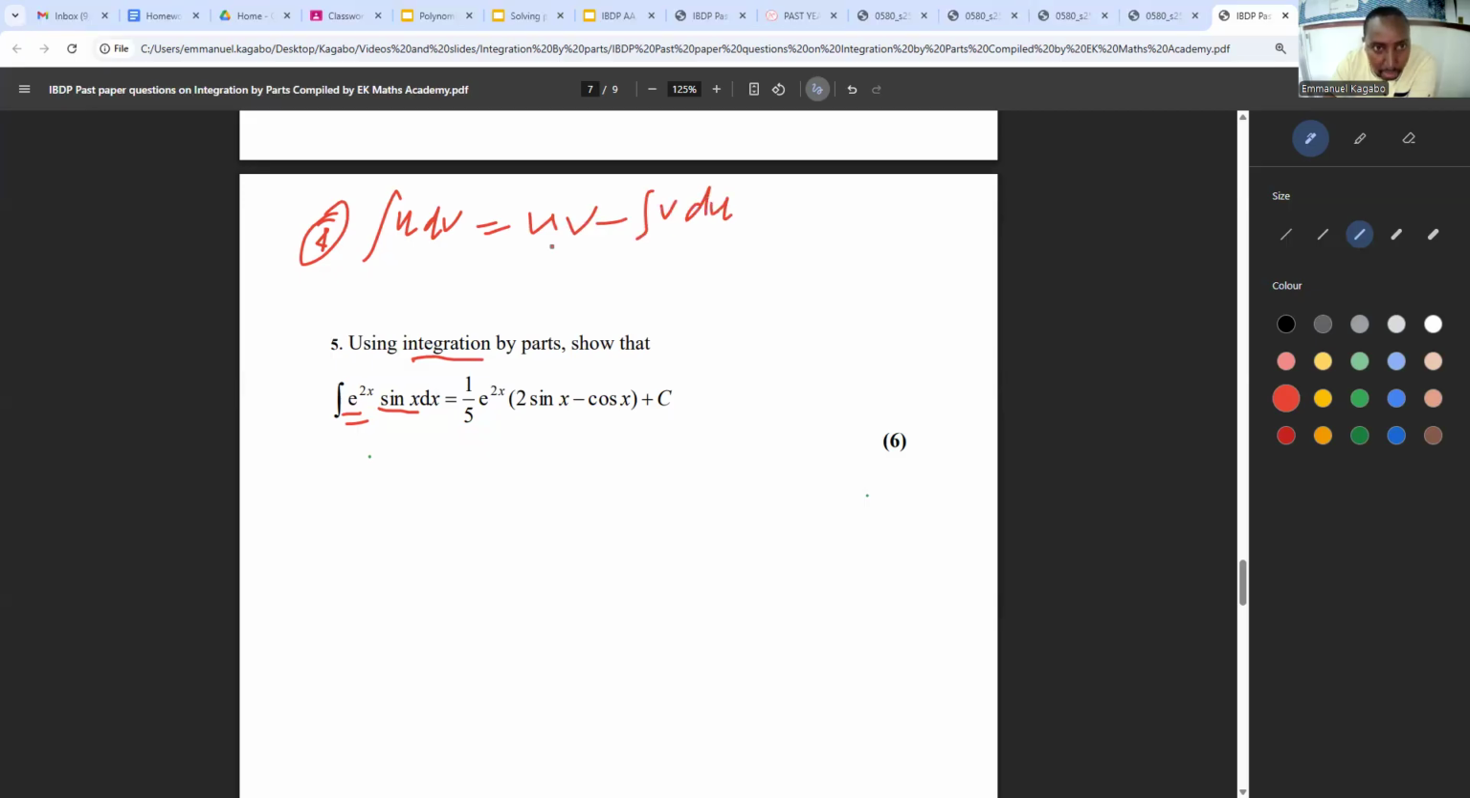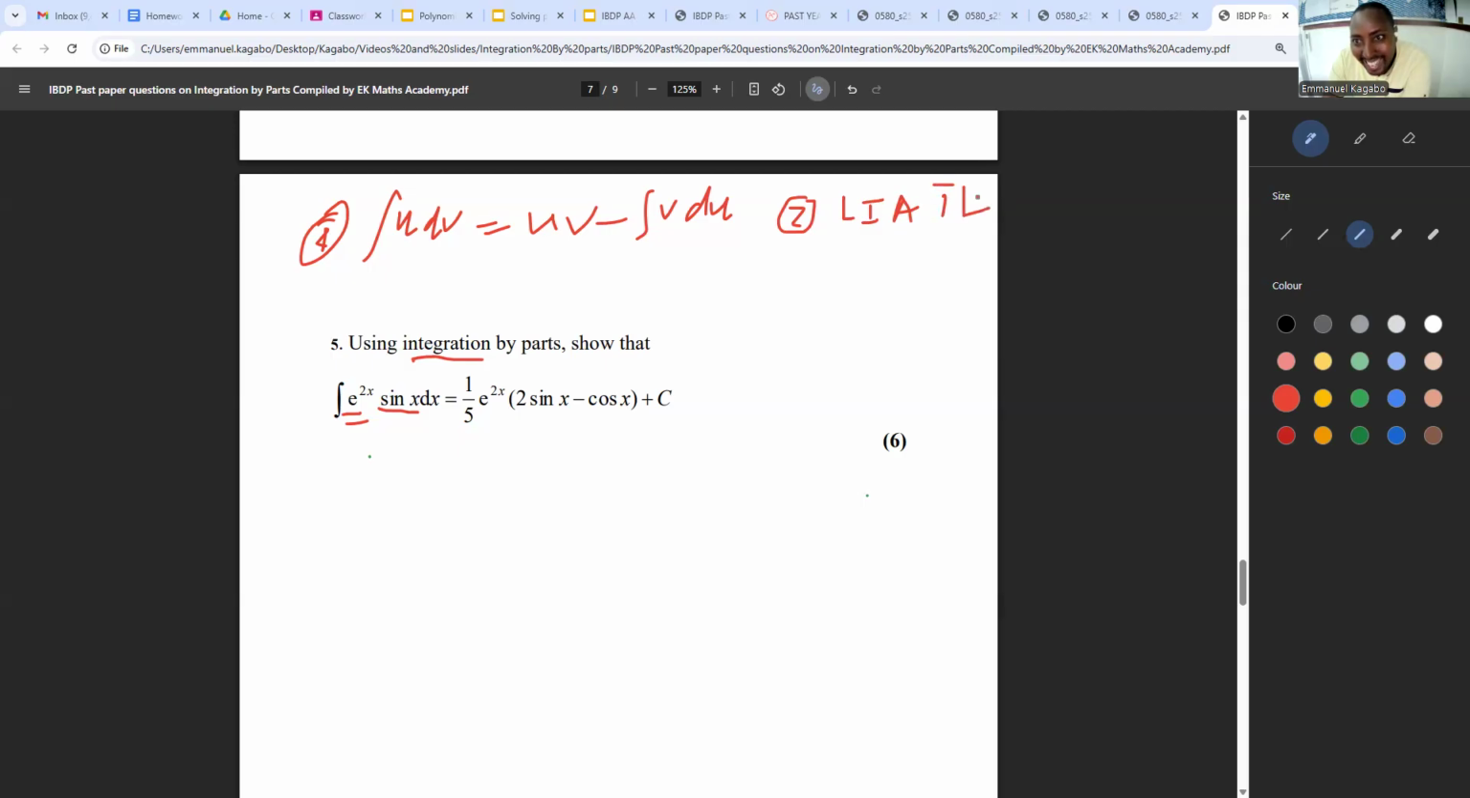This formula is in the formula booklet. You can even check that. But there is nothing wrong in knowing the formula. If you know your formula, you're always fine. Now, that is the formula which will help you and is very important. Good. Now, after knowing the formula, there is another important thing which I call a game changer. The next important thing helps you to identify which one is your u and which one is your dv, because it's very important.